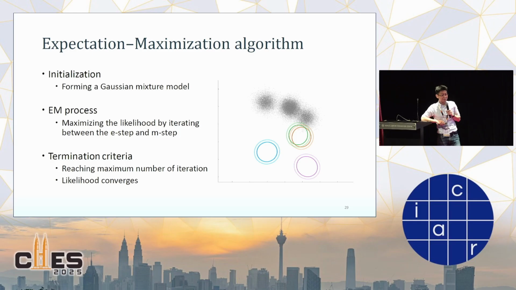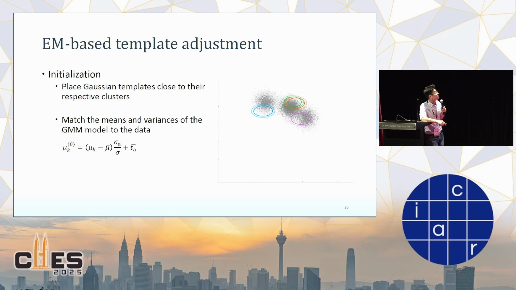Now, this EM algorithm consists of 3 steps: an initialization phase, the EM process that iterates between the E step and M step, and then a termination criterion that exits this EM process. In our EM-based template adjustment, the initialization phase is the most important part, where we try to place our Gaussian templates as close to the respective clusters as possible to help facilitate our EM algorithm. We do that by matching the mean and variance of our model to our data set, sort of like data normalization. But here, instead of moving the data, we move the model to our data.